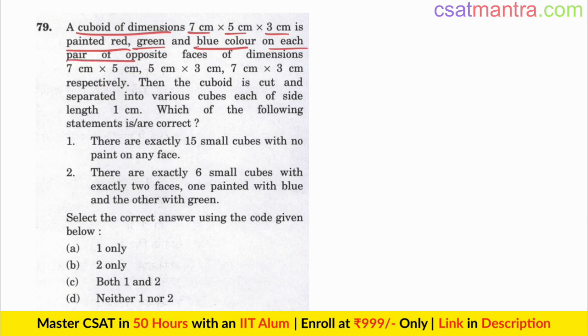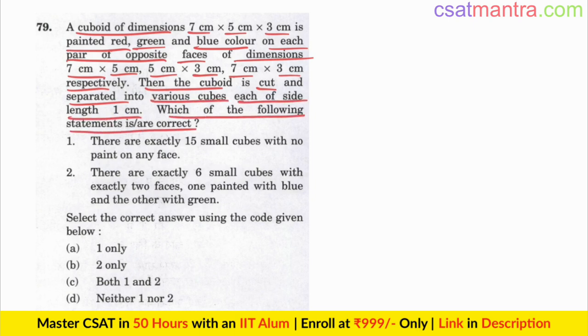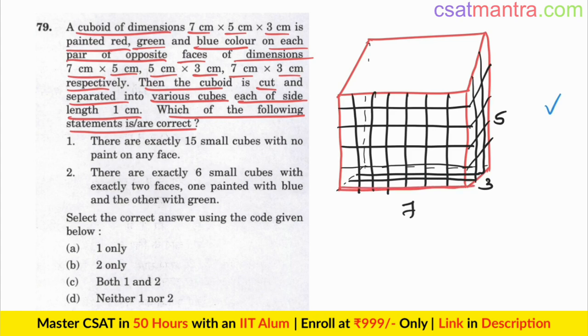A cuboid of dimension 7 centimeters, 5 centimeters and 3 centimeters is painted red, green and blue on each pair of opposite faces of dimension 7 by 5, 5 by 3, and 7 by 3 centimeters respectively. Then the cuboid is cut and separated into various cubes of side length 1 cm. Which of the following statements is correct? This is a rough diagram of the cuboid. This is 7, this is 5, this is painted with red, back side as well. This is 5, this is 3, this is painted with green, this side as well. This is 7, this is 3, this is painted with blue, this side as well, bottom.